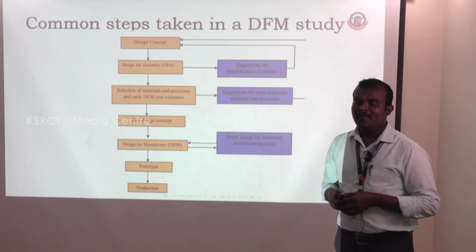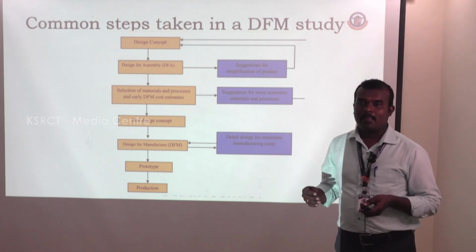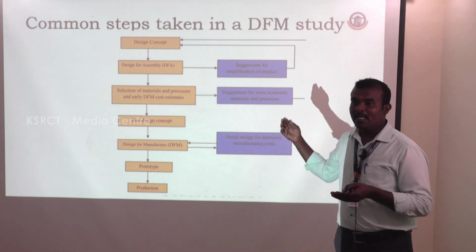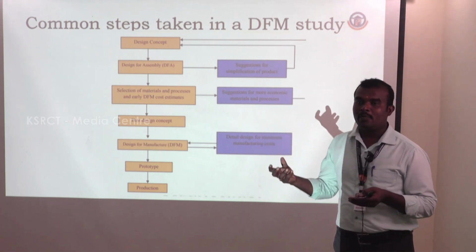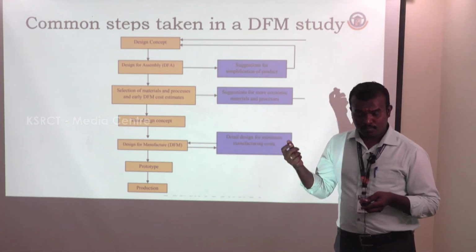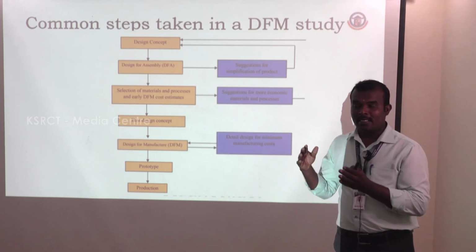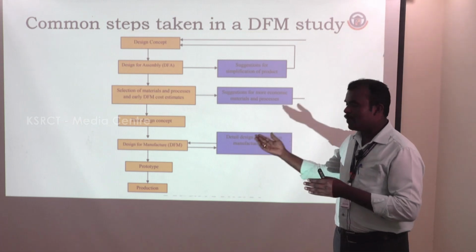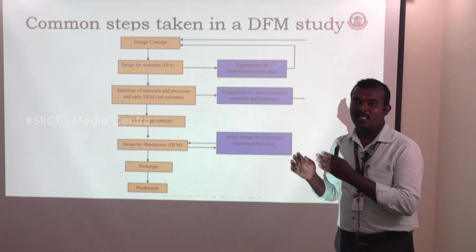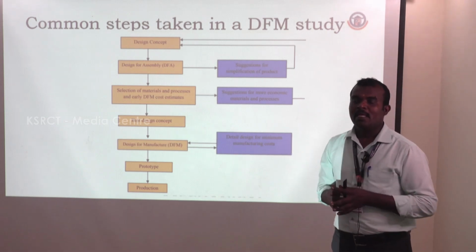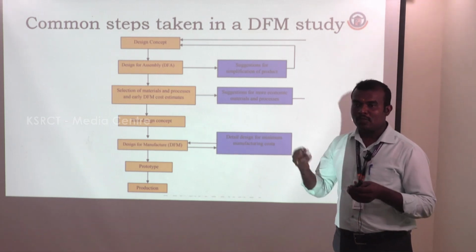After that, all these things will be considered, and then we go to the prototype model. The prototype is a simple model of the design. Once the prototype is over, we go to production. What is the difference between the prototype and the production one? In the prototype we can modify.